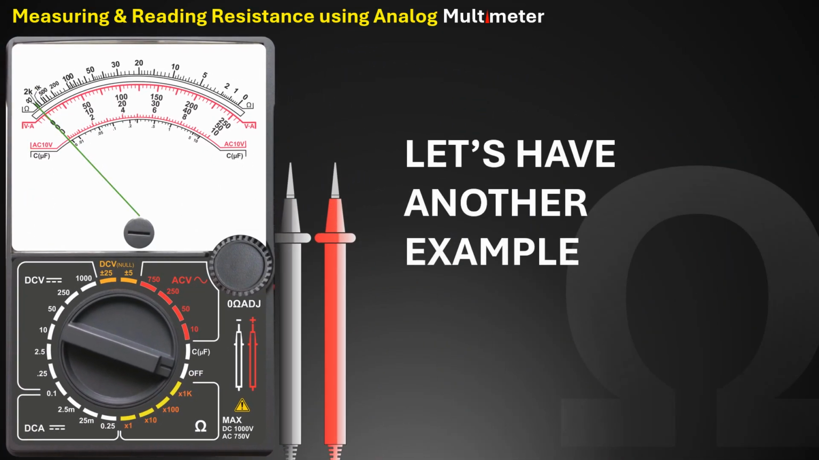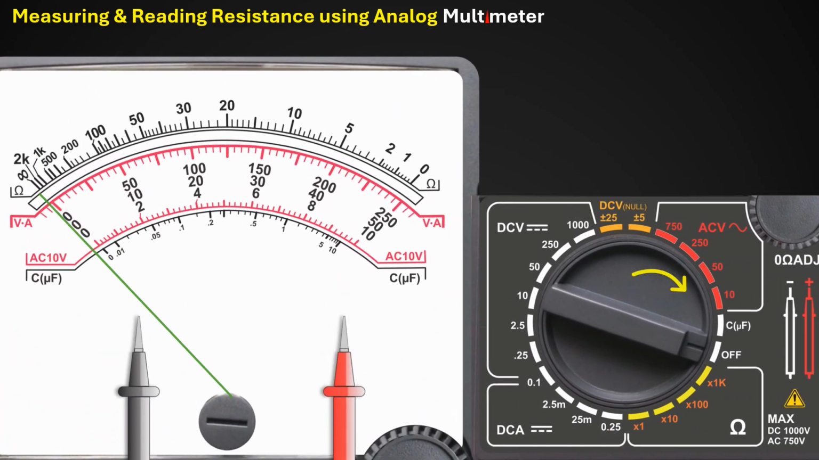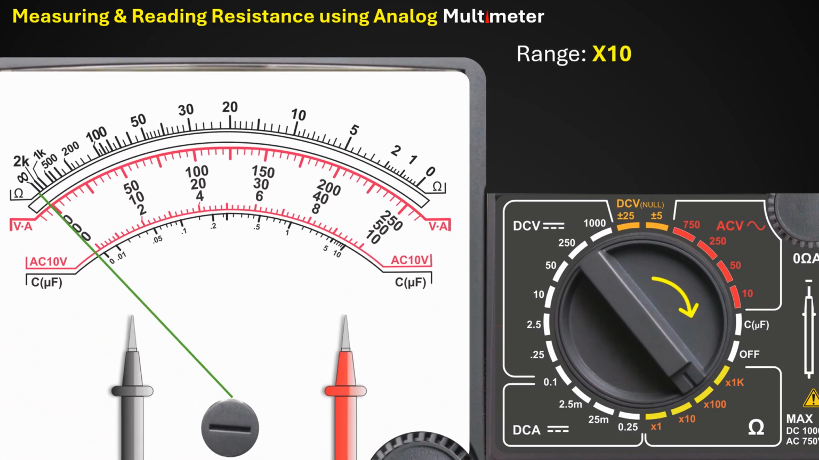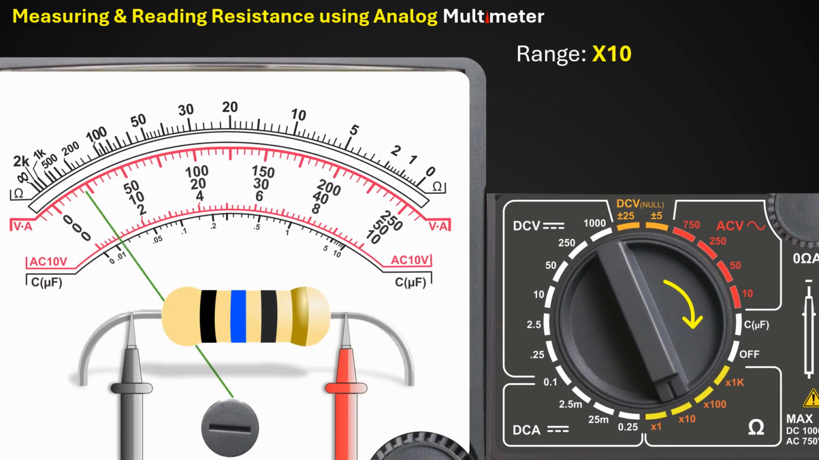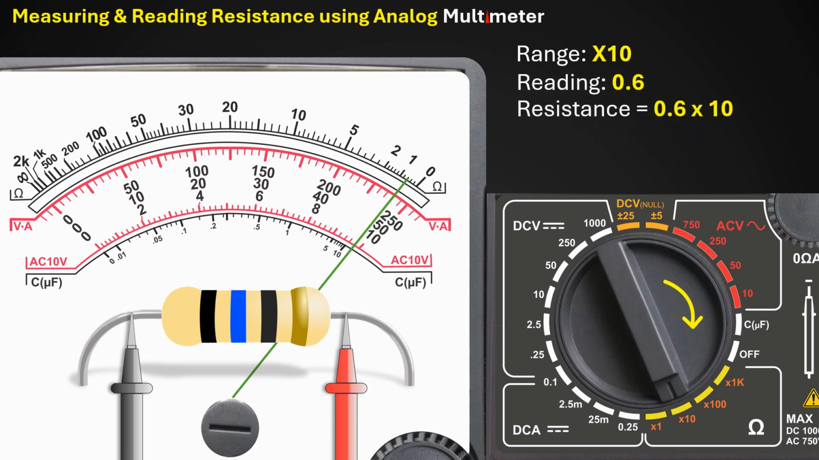Let's try another example. This time, we'll set the range to times 10 ohms now. Connect the probes and see where the needle lands. It's pointing to the third mark on the scale, which represents 0.6. To find the resistance, we multiply the value by the range. 0.6 times 10 equals 6 ohms.